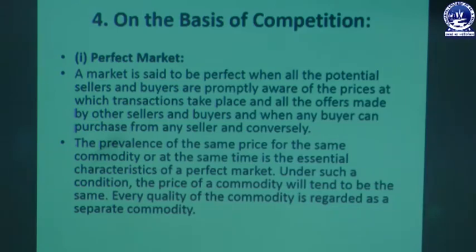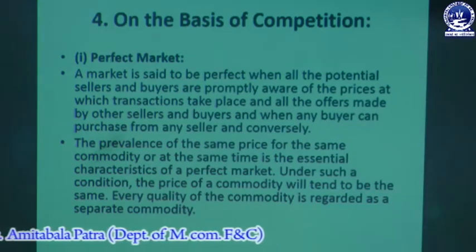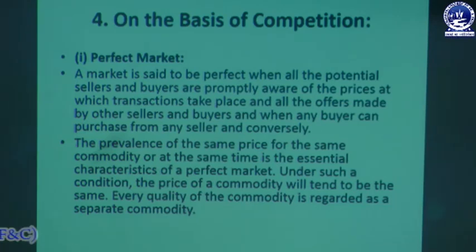The prevalence of the same price for the same commodity at the same time is the essential characteristic of a perfect market. Under such a condition, the price of a commodity will tend to be the same. Every quality of the commodity is regarded as a separate commodity. So, that is what perfect competition is. That means when there is a good number of competitors in the market, or when the competition is perfect, that means the variety of products and the variety of sellers are there and there is perfect competition among them. That is the perfect market.